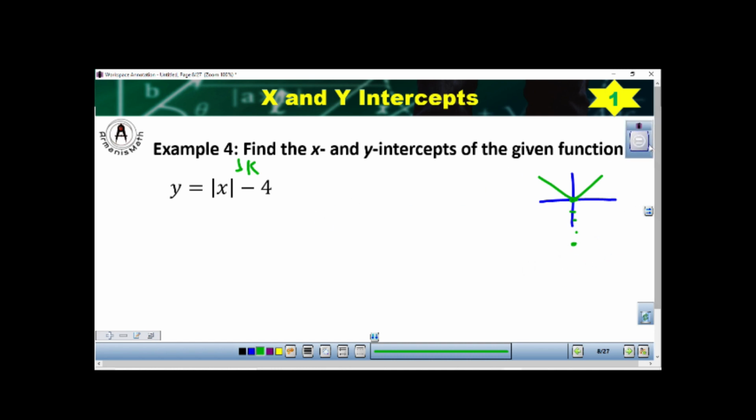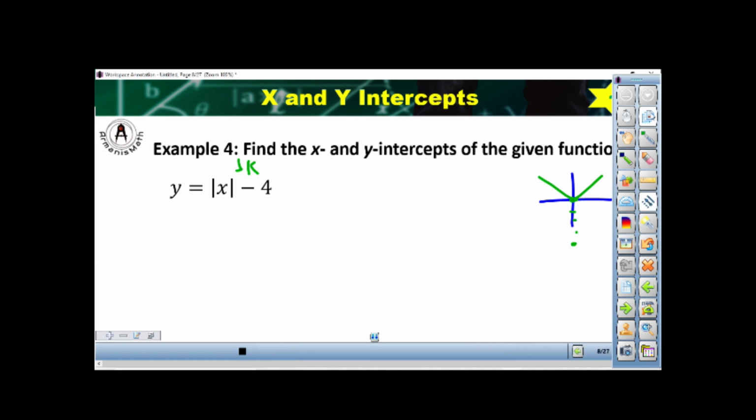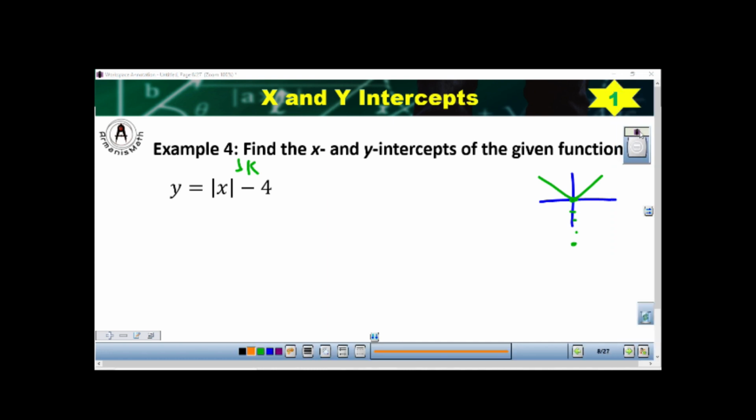Alright, so what do we do? Well, remember, we suggested the T-table. Look, come on, let's have a T party. Alright, so I'm going to have a T party, and here's x, and here's y. 0 for x gives me the y-intercept. Well, let's check. If I put 0 for x, that's going to give me, obviously, -4, because the absolute value of 0 is 0, so negative 4 is the value.